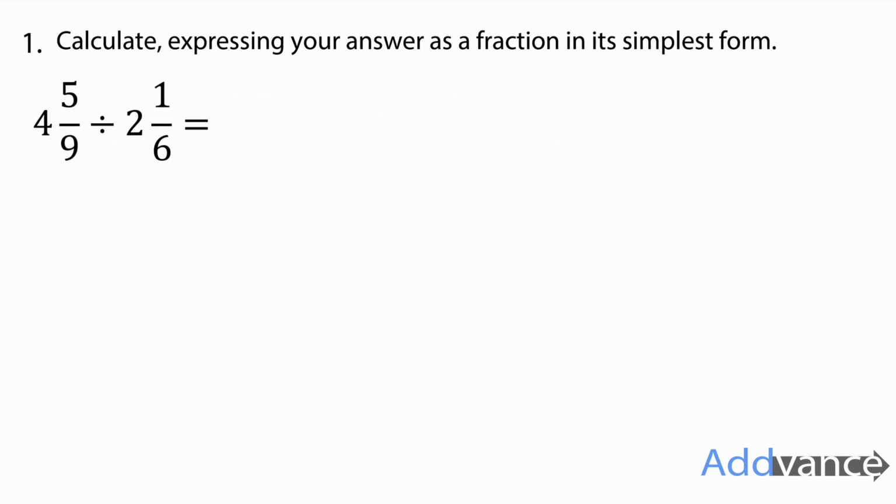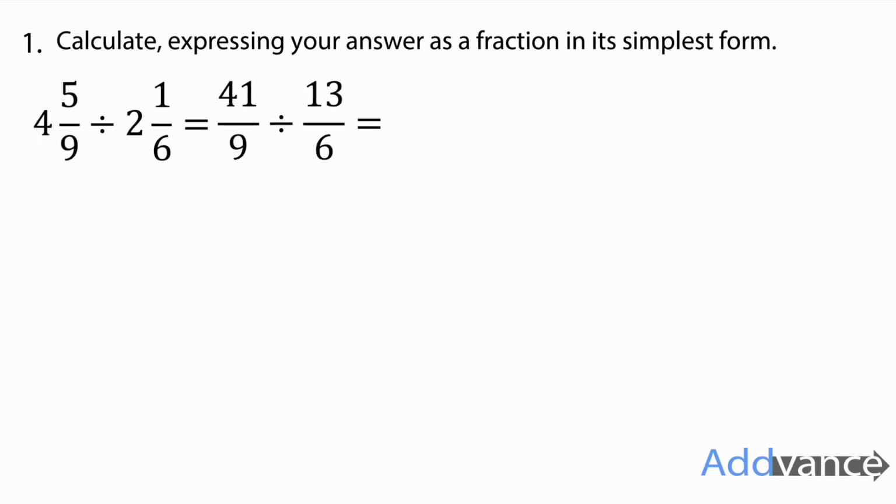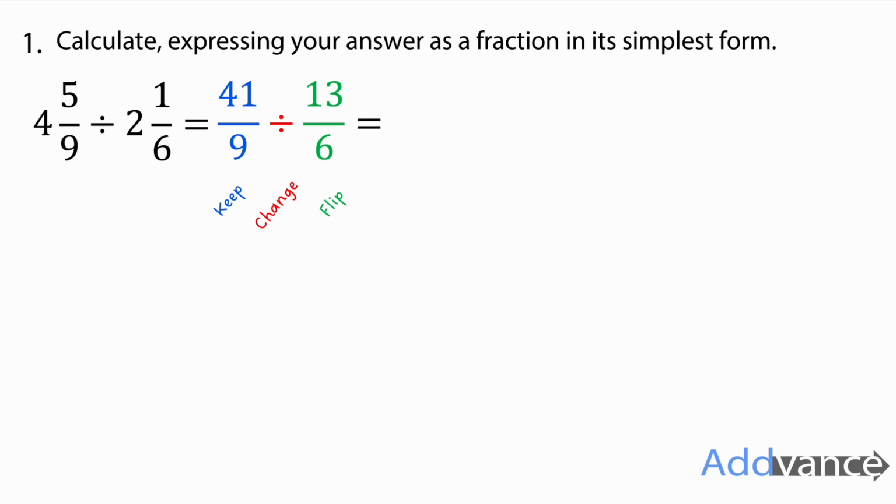Next, we've got 4 and 5 ninths divided by 2 and 1 sixth. And we'll start by making them into improper fractions. So I've made them into improper fractions here. And I'll keep, change, flip. So I'll keep the first fraction, change the divide sign to times, and flip the last fraction upside down. Let's see that again. Keep, change, flip, like this.